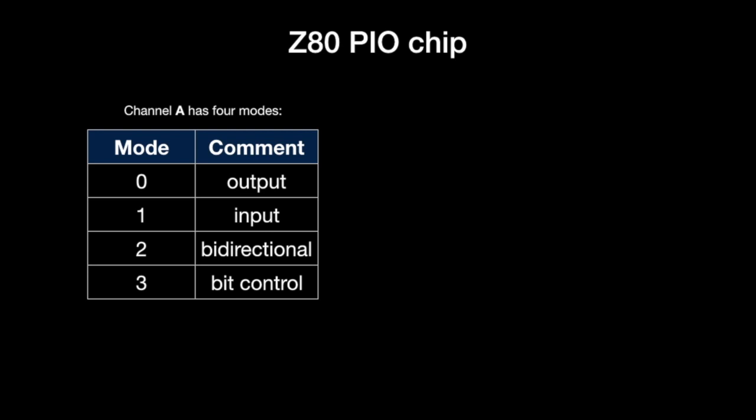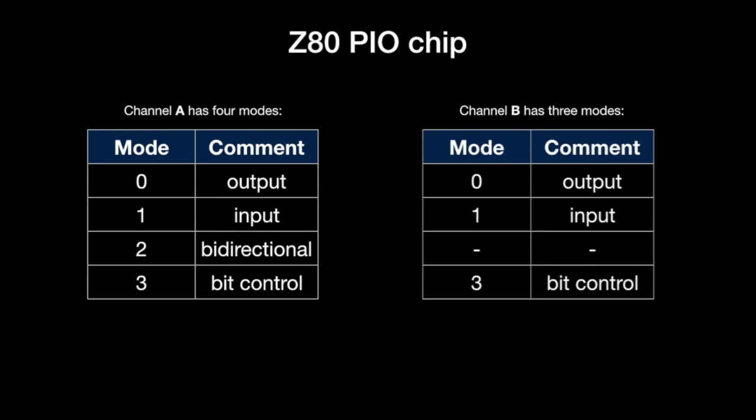Channel A has 4 modes. Mode 0 for output, mode 1 for input, mode 2 for bidirectional, and the third mode is bit control. Channel B has 3 modes: output, input, and bit control, and the bidirectional mode is missing. If you put channel A in bidirectional mode, channel B has to be placed in control mode. We will see that in part 2.